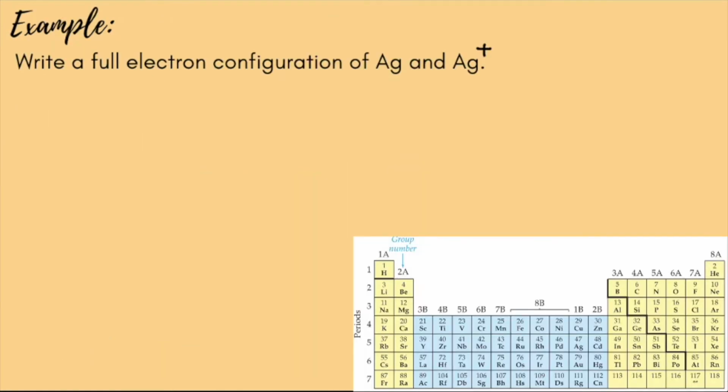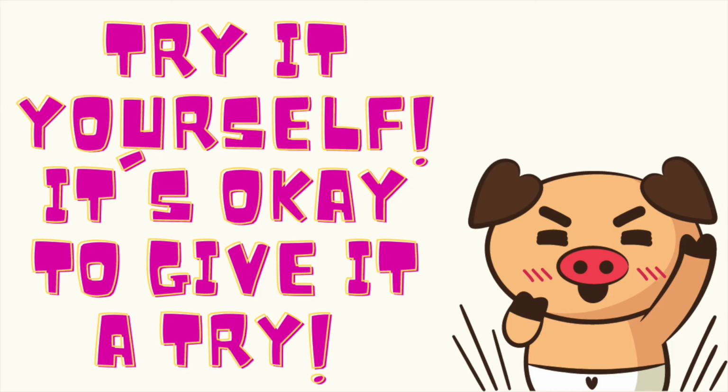So let's try an example. Write a full electron configuration of silver and silver ion. Take a few minutes and try this yourself, and then we can compare the answer.